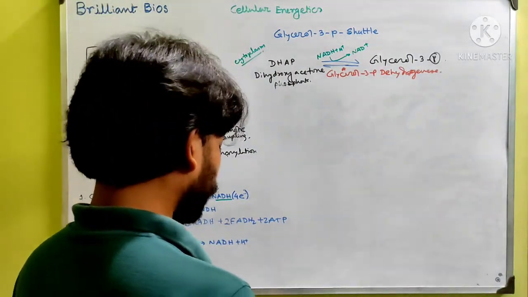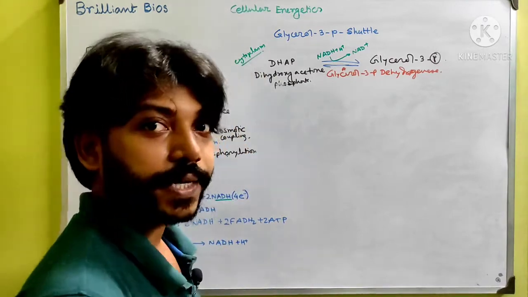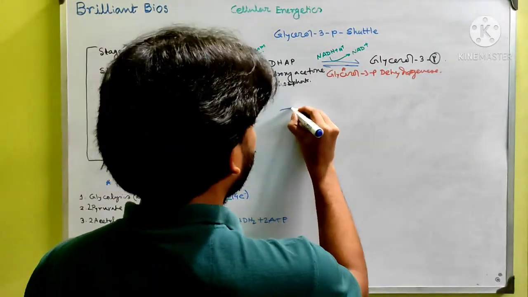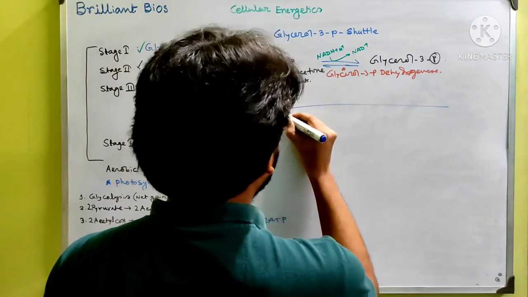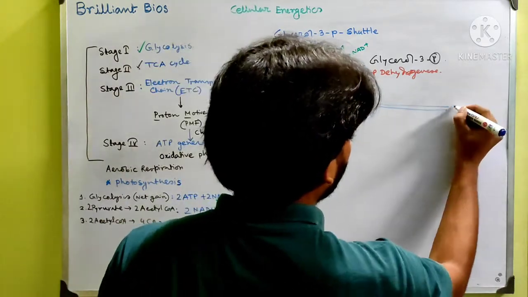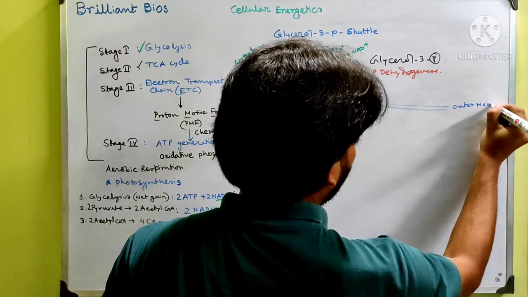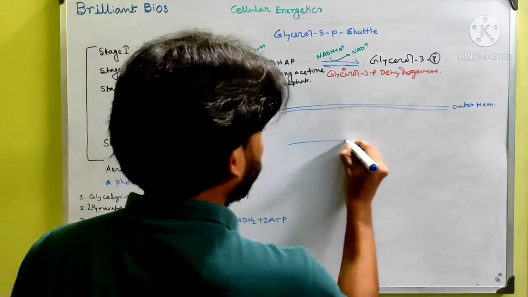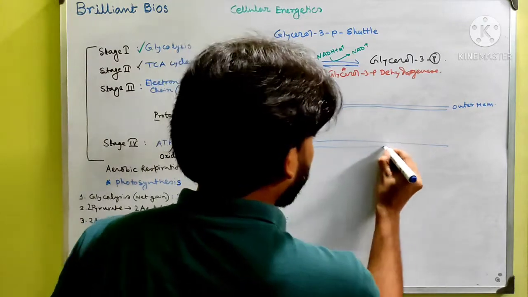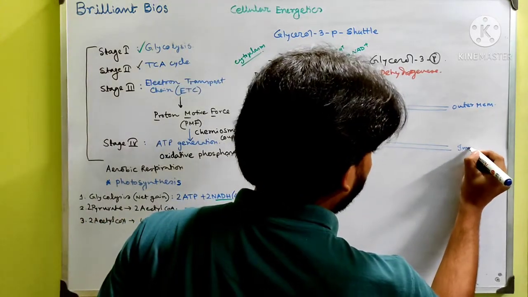Now the glycerol-3 phosphate can enter the mitochondria. In the mitochondria there are two membranes. Let's suppose this is the first mitochondrial membrane, the outer mitochondrial membrane. So I am writing here on the outer membrane, and there is an inner membrane. This is the inner mitochondrial membrane.